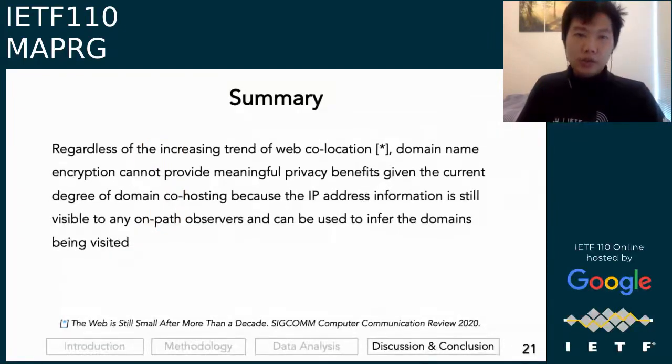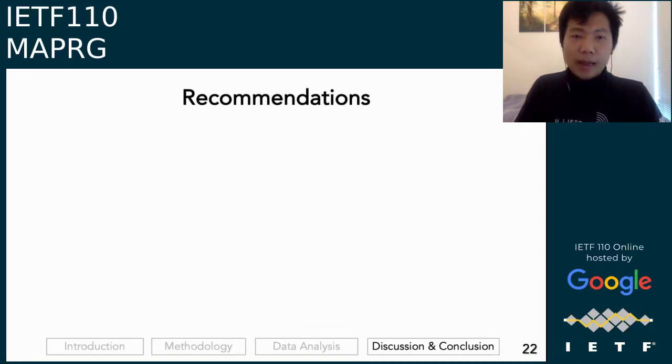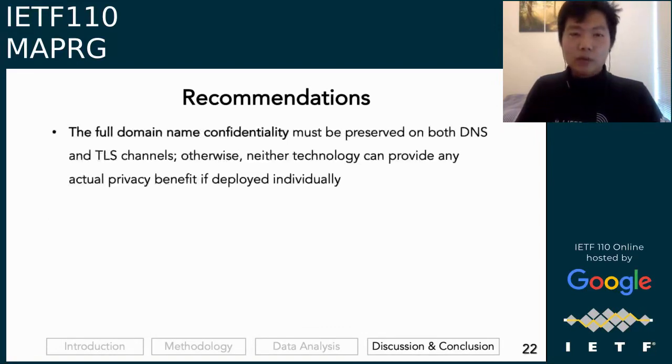So in summary, regardless of the trend of co-location on the web, domain name encryption cannot really provide meaningful privacy benefit with the current degree of domain co-hosting, since the IP address information can still be visible to any on-path observer. And to that end, we make three recommendations. First, full domain name confidentiality must be preserved on both the DNS and TLS channels. Otherwise, neither technology can provide actual privacy benefit.